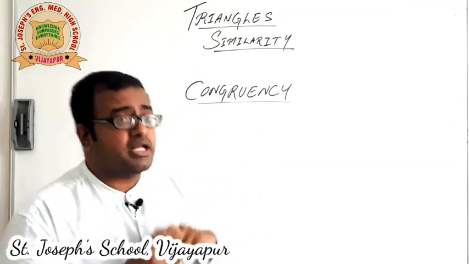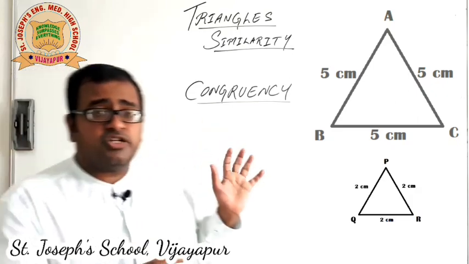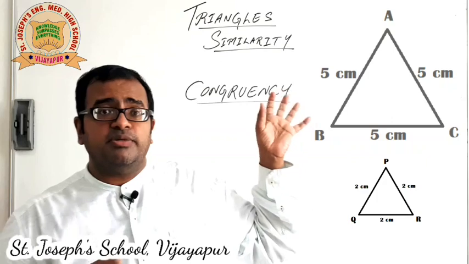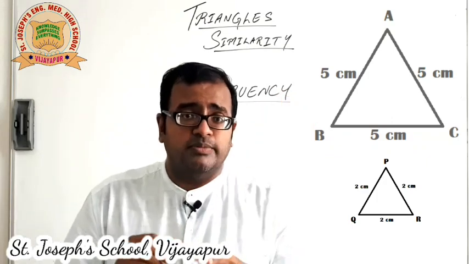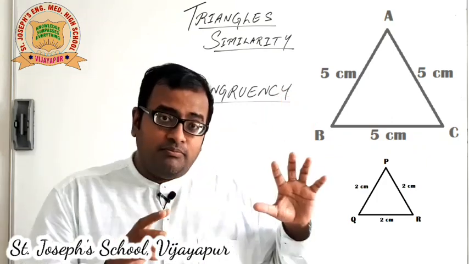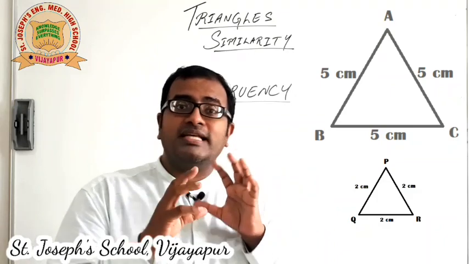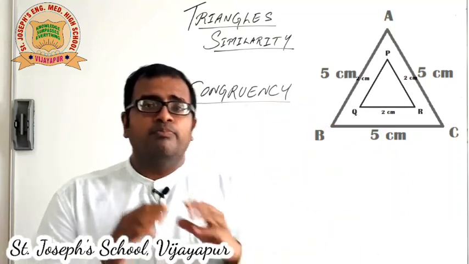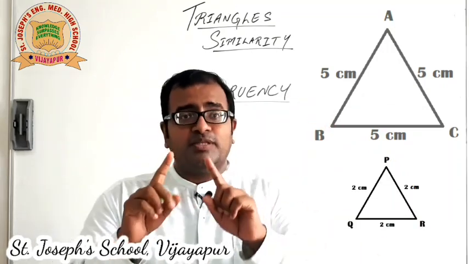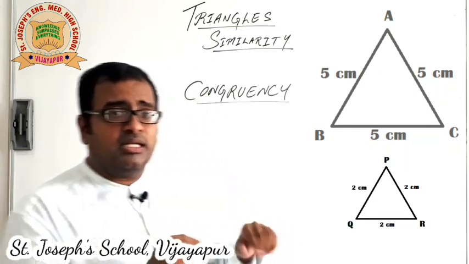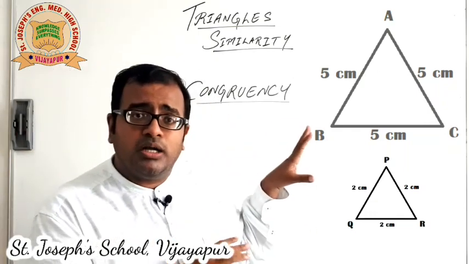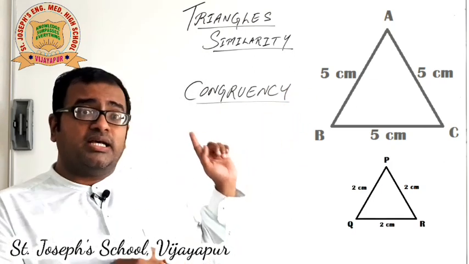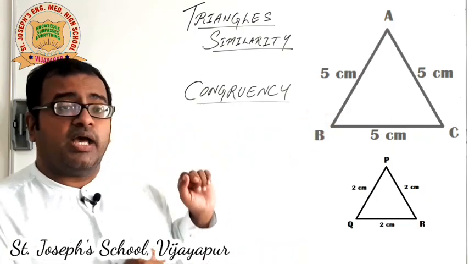However, let's talk about another situation where one triangle is bigger and one is smaller. Both are equilateral triangles. One is 5 centimeters, another has sides of 2 centimeters. They look the same, but they are not exactly the same because they do not fit into each other. One becomes smaller, one becomes bigger. Here the shapes are the same, so the angles will be the same. Taking the names ABC and PQR again: angle A is equal to angle P, angle B is equal to angle Q, angle C is equal to angle R.